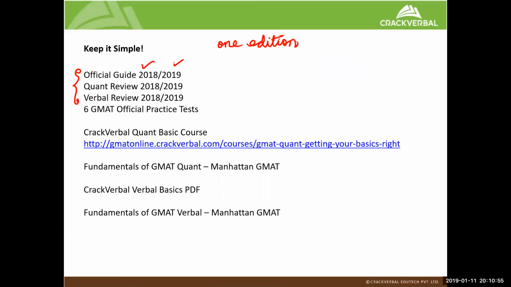This is how I would do it. This is my personal recommendation. And for people who have been assigned a mentor, I would normally recommend this.